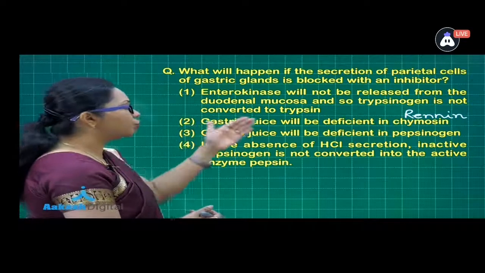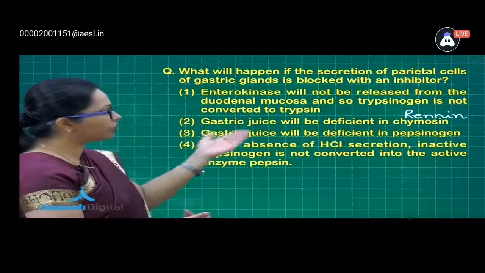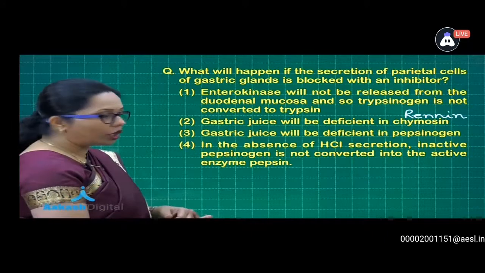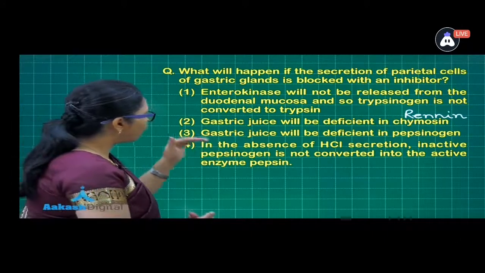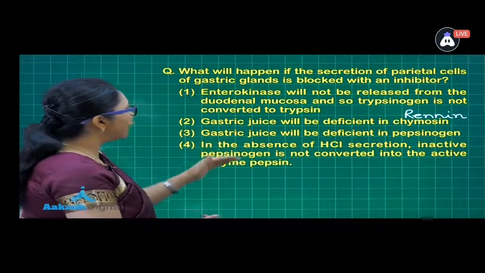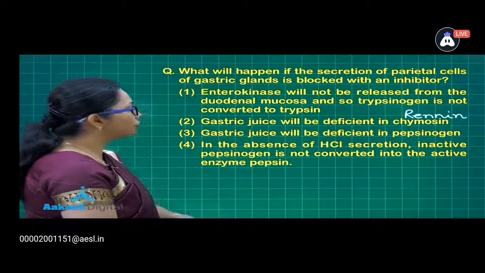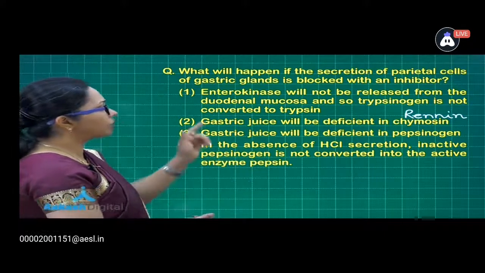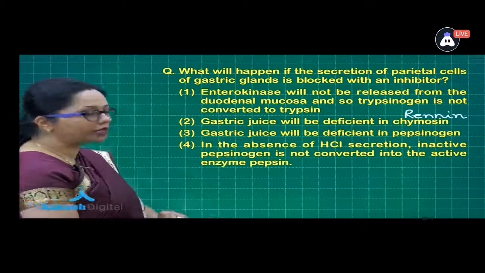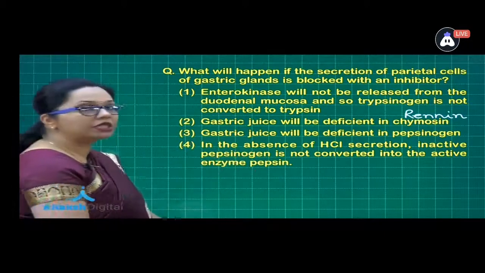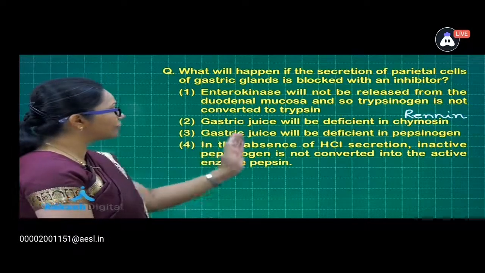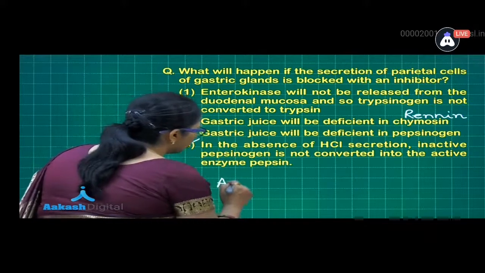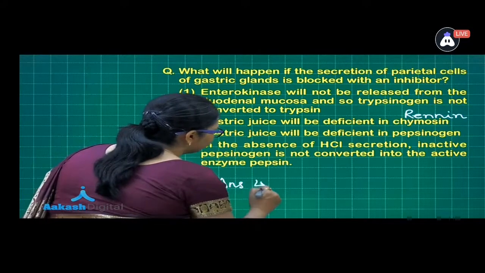Then another one, gastric juice will be deficient in pepsinogen. This is again ruled out for the same reason, that peptic cells are not affected. Now coming to the 4th option, in the absence of HCl, inactive pepsinogen is not converted to the active enzyme pepsin. This is correct because the HCl secreted from parietal cells carries out this step, converting the inactive enzyme to the active enzyme. So this is our correct answer, option 4.